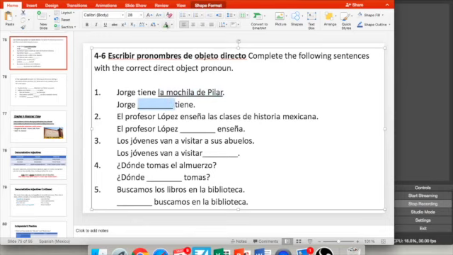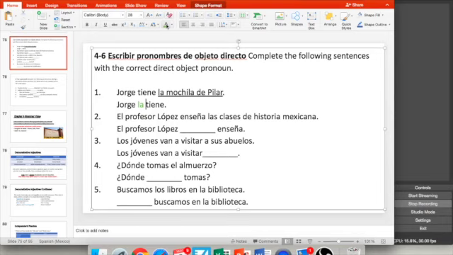So in this case, are we going to replace la mochila de Pilar with lo, la, los, or las? Good. In this case, it's going to be la because mochila was feminine and singular. So we will say that Jorge la tiene. Okay, I want you to take a moment and try numbers 2, 3, 4, and 5 on your own. All right, now that you got a second to try these.